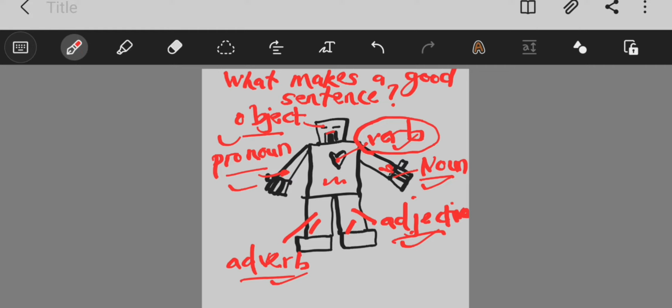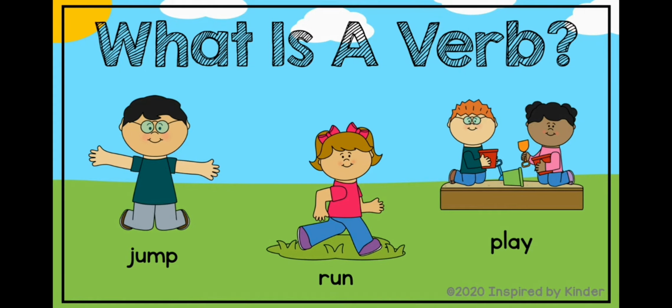So for today, we're going to start off with the verb. As I've mentioned earlier, it is the heart of a sentence. It is what makes your sentence work. It gives meaning to your sentence. In order to help you understand a bit better, I'm going to show you a simple video. Let's just watch it together. What is a verb?